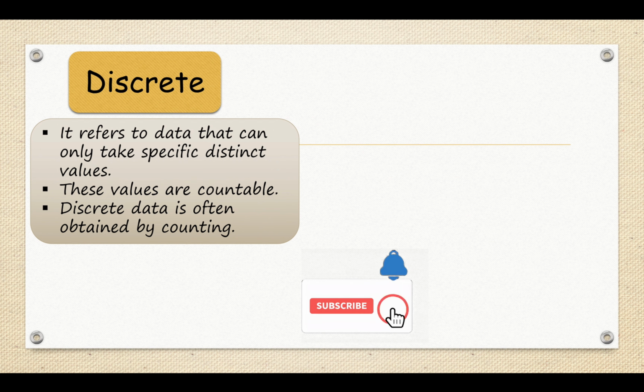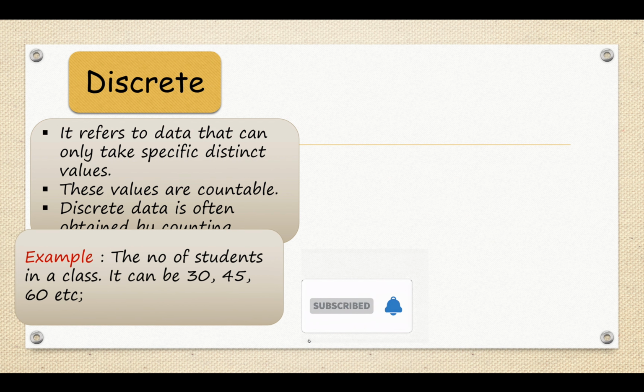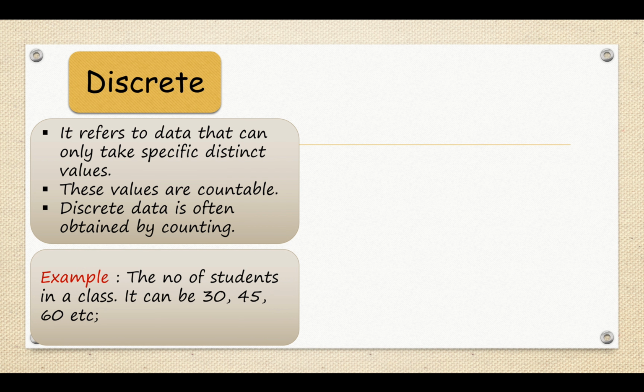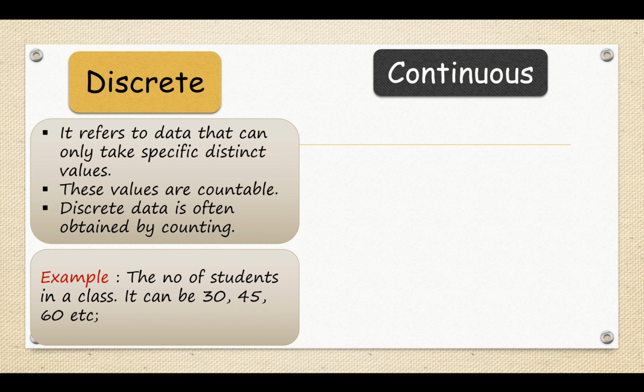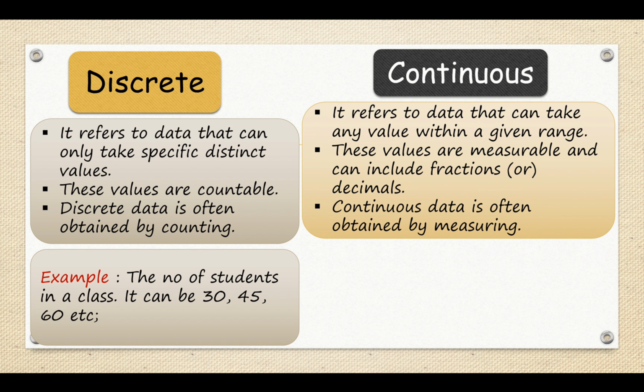Examples of discrete data: the number of students in a class, the number of cars in a parking lot, the number of goals scored in a series of football matches. All these are examples of discrete data type. In discrete data, you can take only whole number values. You cannot take decimal values or fractions. The number of students in a class can be 30 or 40, but not 35.5.